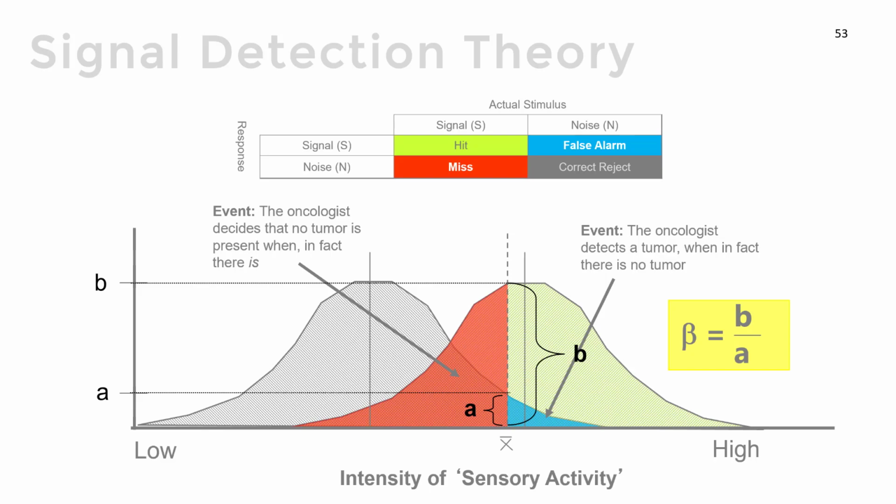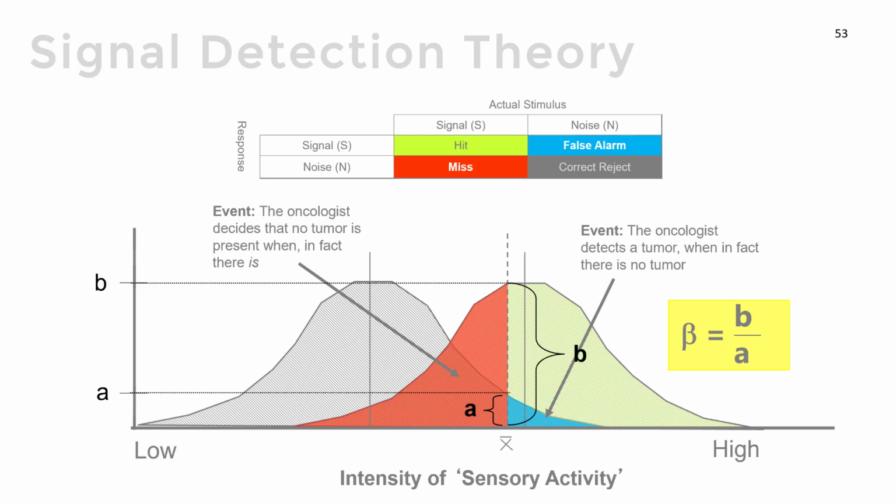To the right-hand side of the decision line, the doctor will say that he's found a tumor. And to the left of the decision line, the doctor will say that he did not find a tumor. The red area under the green curve to the left of the decision line is known as a miss. This means that the oncologist decides that no tumor is present when in fact there is a tumor present. The blue area under the black curve to the right of the decision line is known as a false alarm. And this means that the oncologist detects a tumor when in fact there's really no tumor.